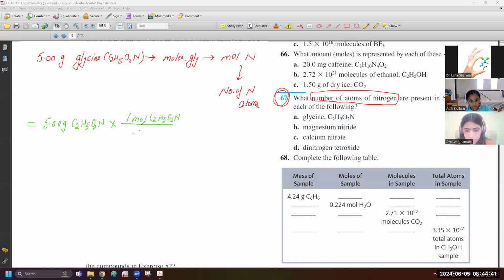Avni, not the molar mass of nitrogen. The molar mass of the glycine. This glycine. You are calculating the moles of glycine, right, Avni? So you need the molar mass of this compound. That is the reason I'm asking you to use language. 1 mole of glycine is equal to the molar mass of the glycine. Aditi, are you doing the calculation for the molar mass? How much is this?